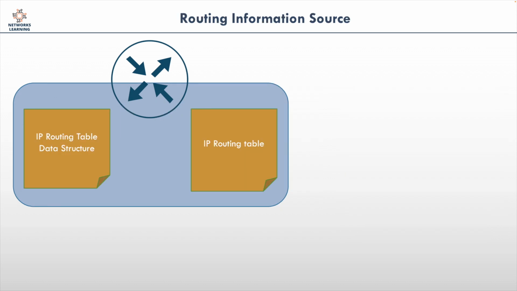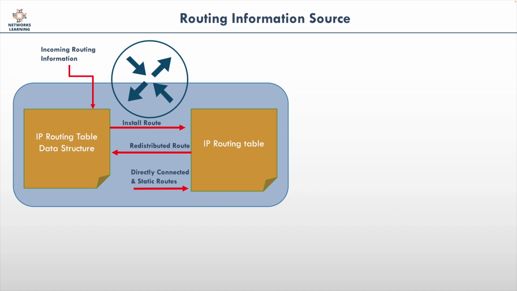Now let's look at the routing information sources. So you take any given router, you will have the IP routing table data structure and the IP routing table. These are two different things. If you're running a dynamic routing protocol, the router will receive the incoming routing information from an adjacent router. This information will be received in the IP routing table data structure, and only the best routes are installed in the IP routing table. Directly connected routes and static routes are also injected in the IP routing table.